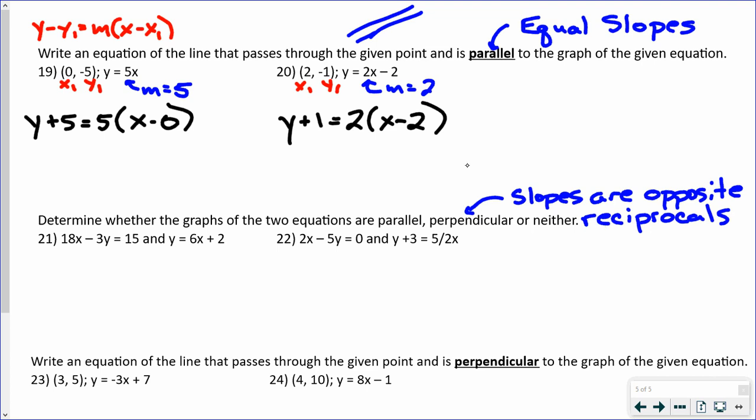So on these first two equations, this is the slope of this one, which is 6. This one is in standard form, so I'm going to solve it for y and put it in slope-intercept form so I can see what the slope is. This one's already in slope-intercept form. This one's in standard form, so I'm going to solve it for y. So I'm going to get y by itself, so I'm going to subtract 18x from both sides.